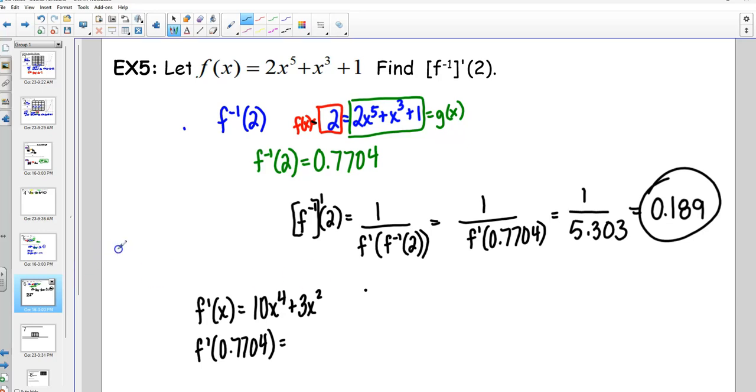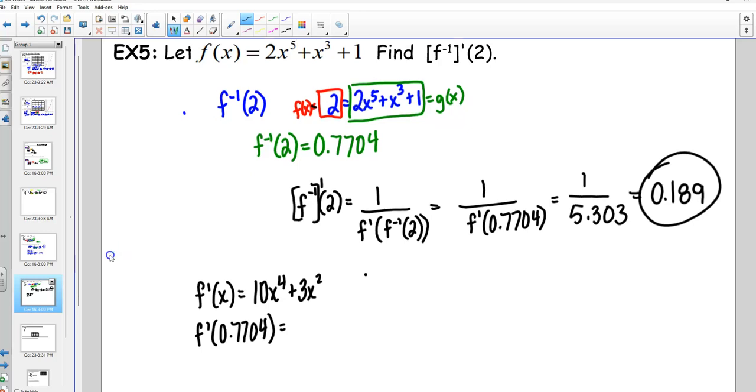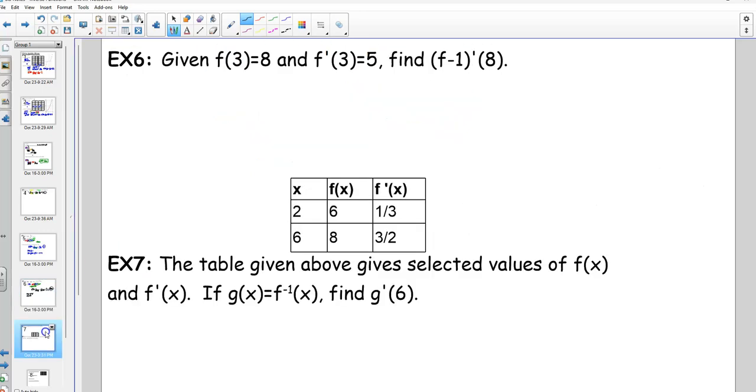Okay, questions? All right, a lot of times they're going to give you things like example 6 or example 7 where you have to use tables and things instead.